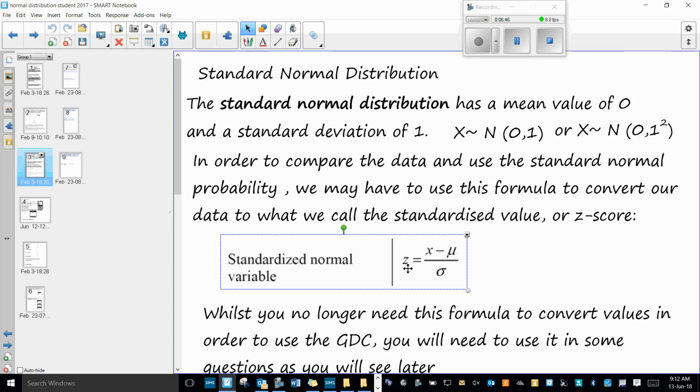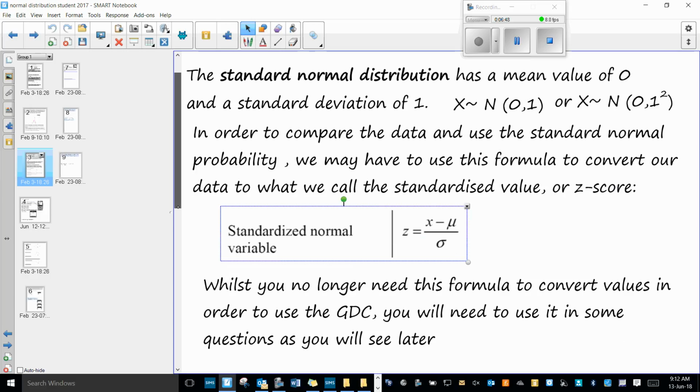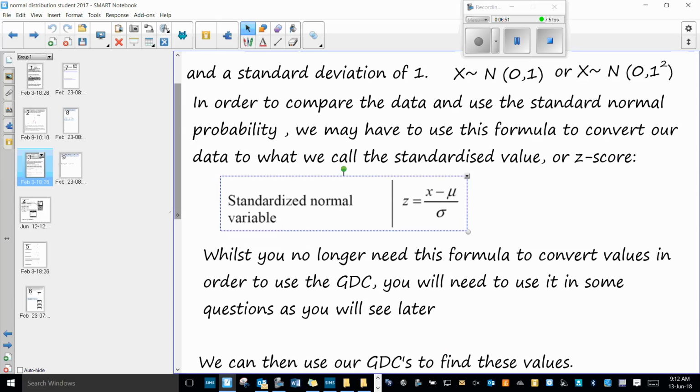It all starts to come together when we do examples, and I know there's lots of letters and lots of things that I'm talking about at the moment, and it's not really coming together until you actually see it in play. So this formula you get given, the x represents the data that you're going to be changing, the mean and the standard deviation, those symbols are there, and that changes that to be a z-score. So as I've said here, whilst you no longer need this formula to convert the values, you'll need to use it in some questions. So they do expect you to be able to use that.